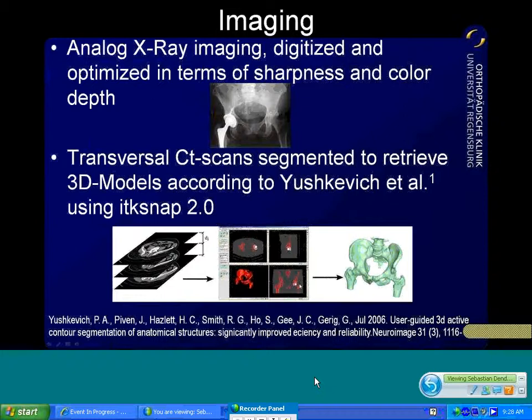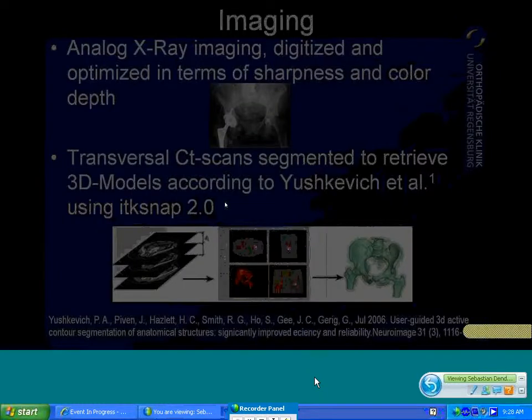We segmented these CT scans, as you can see down here, using ITK-SNAP 2.0, which is an open source software, and it's actually a very nice tutorial. If you just Google it, it's very good. That's very nice. And we achieved 3D models from the transversal CT scans. So what else did we do?